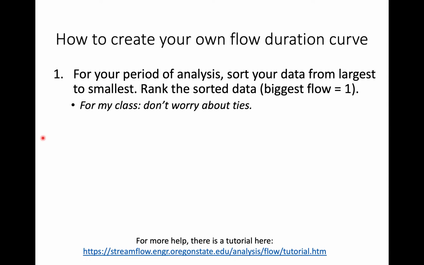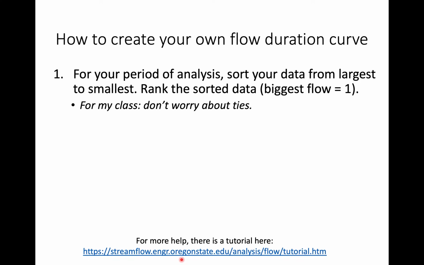All right, so how would you create your own flow duration curve? You're going to download data for a period of record from a stream gauge, maybe on the USGS website. You're going to bring it into the spreadsheet program of your choice, and you're going to sort the data from the highest flows to the lowest flows, so that your biggest flows are at the top of the spreadsheet. And then you're going to apply a rank to each of the data. So your biggest flow is rank 1, your second biggest flow is rank 2, your third biggest flow is rank 3, and so on all the way down through your data set.